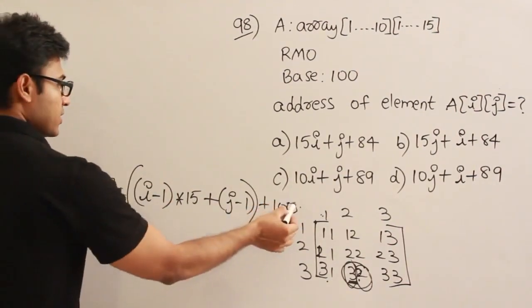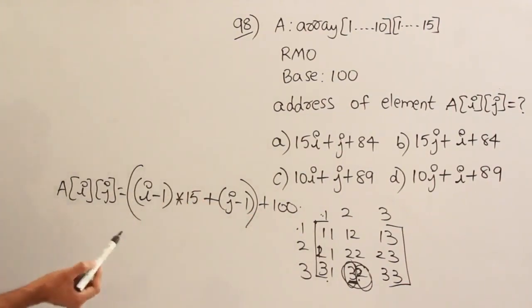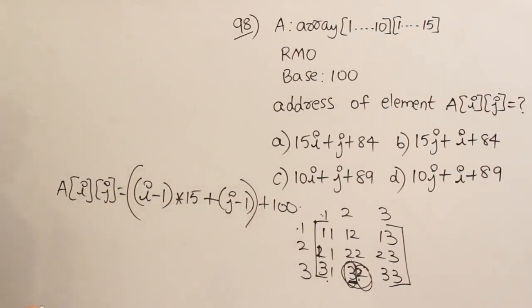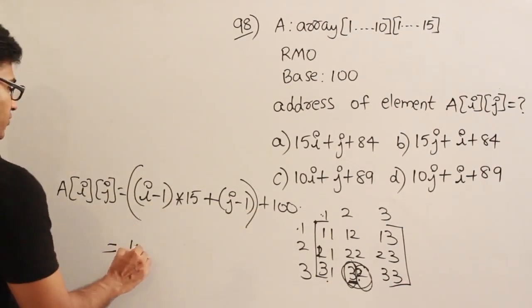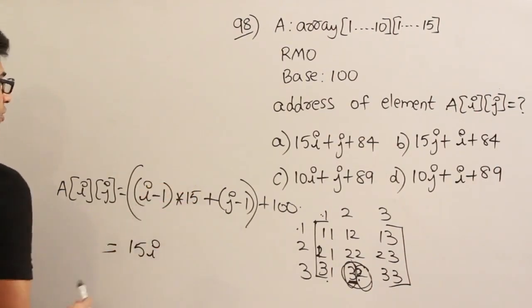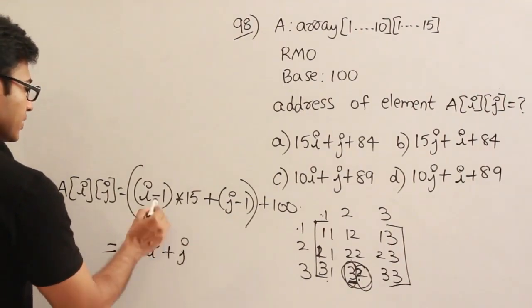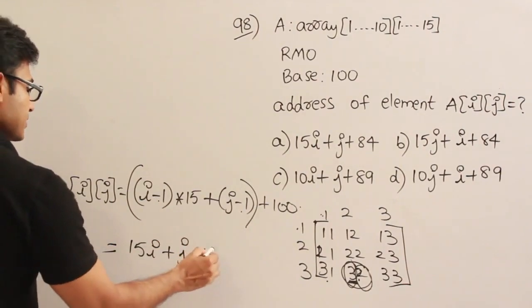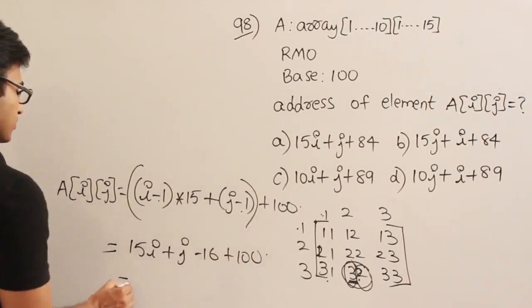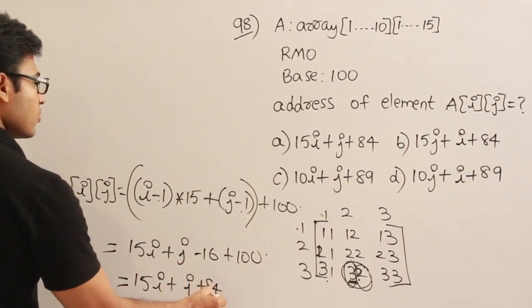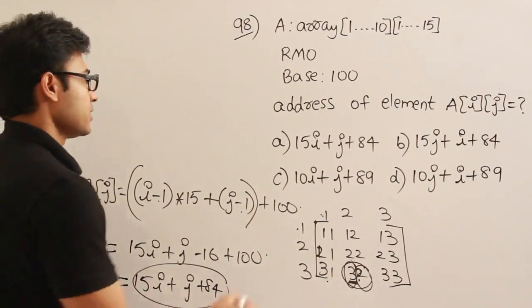And they didn't give you anything about the size, which means I think they have given that we assume each element is going to take one unit of memory. 1 unit means 1 address, therefore 1 word. So you have to multiply with 1. Please read the question, you will understand it, okay? Then what is the answer? 15 into I, since it is row major order, plus j, minus 15 minus 1, which means minus 16, plus 100. So this is going to be 15 into I plus j plus 84. Yes, this is the answer.